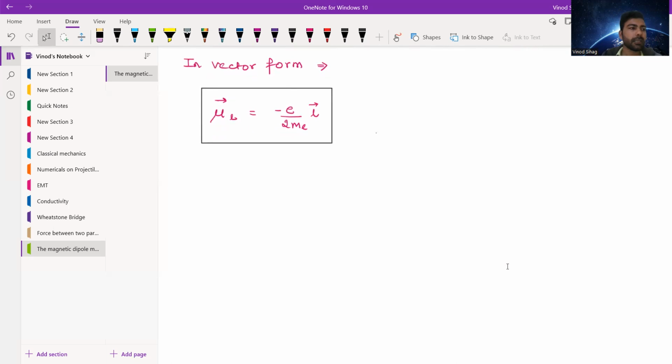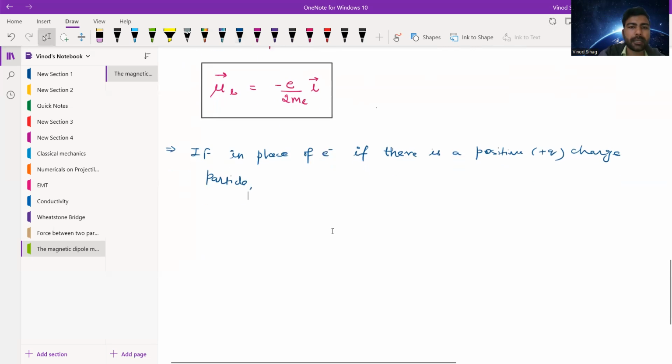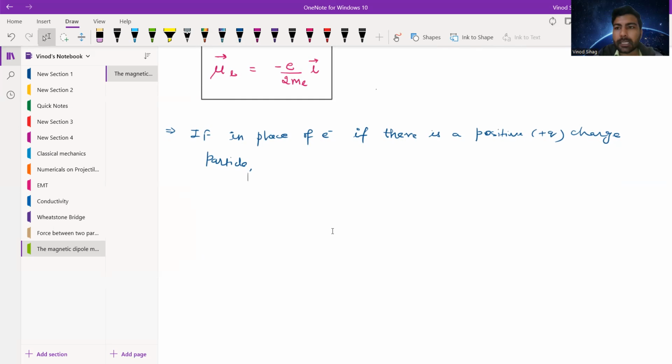Okay. Now let's take some case: if in place of electron, there is a positive charge particle, then the ratio of the magnitude of orbital magnetic moment mu L divided by L will be nothing but E upon 2 me. This is the famous relation.